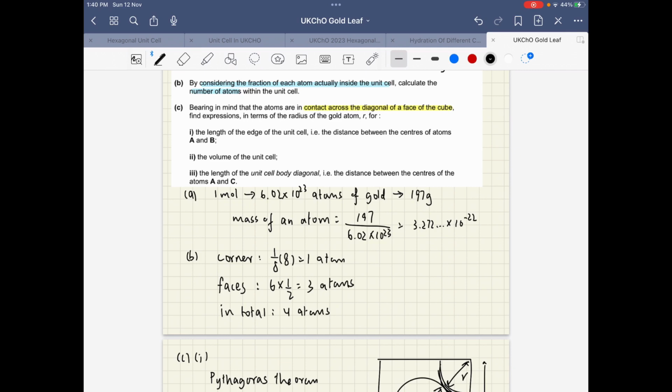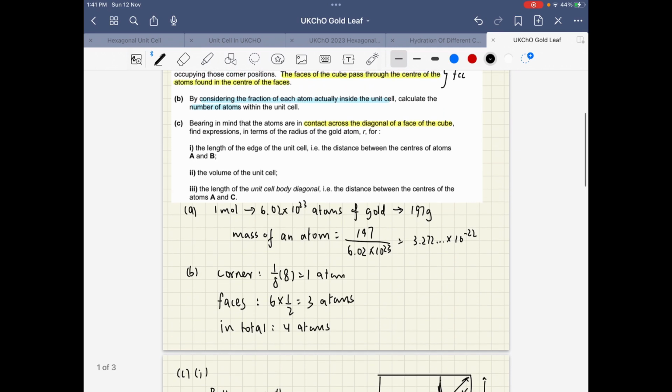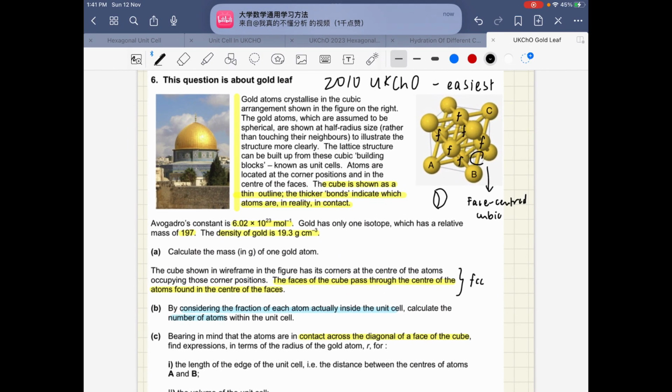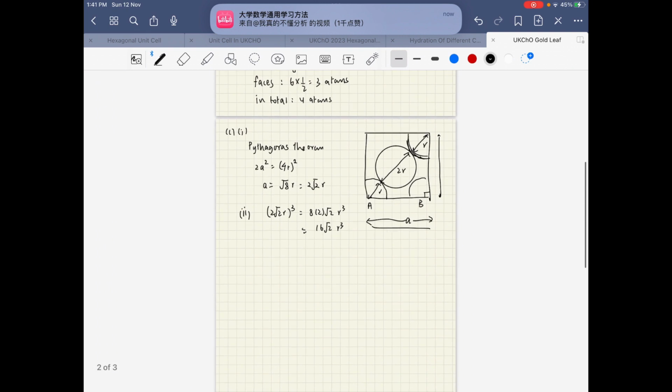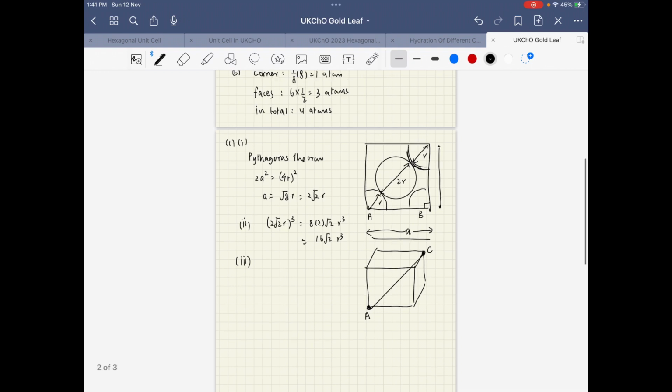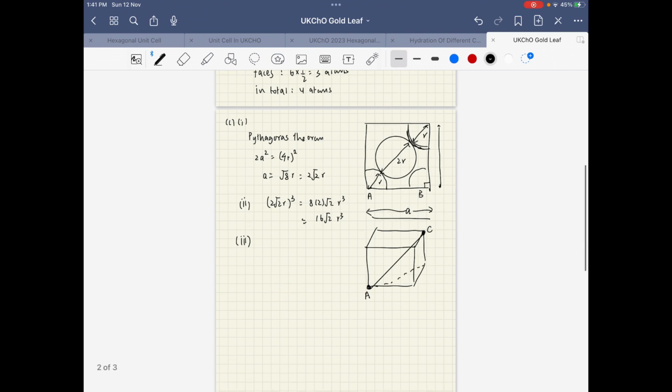it requires us to find the unit cell body diagonal, which is the distance between the center of A and C. Okay, so let me redraw the structure to make it clearer of what we need to find. So inside this cubic unit cell, we want to find the distance from this point, which is A, to C. This is the diagonal of the entire cube, and we can find this by drawing a few triangles to help us.